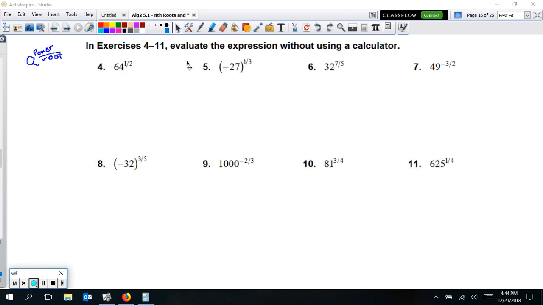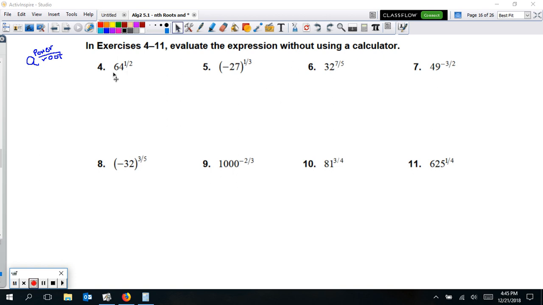Okay, so back at the extra practice on 126, we're going to go through 4 through 11. We're going to go through this pretty quick. So we're just evaluating the expression without using a calculator. Sometimes we're going to want to use a calculator, and we'll see that kind of at the end. I'll show you where we'll want to use a calculator in some of them. But on these ones, it says don't use a calculator. Do these without a calculator.